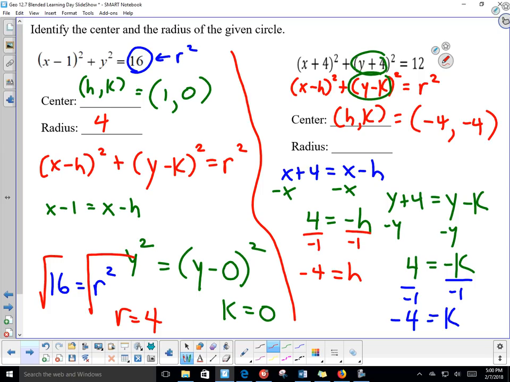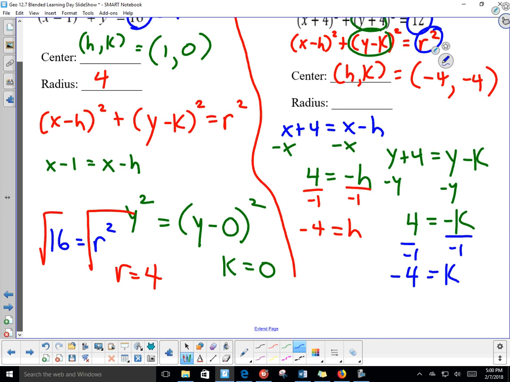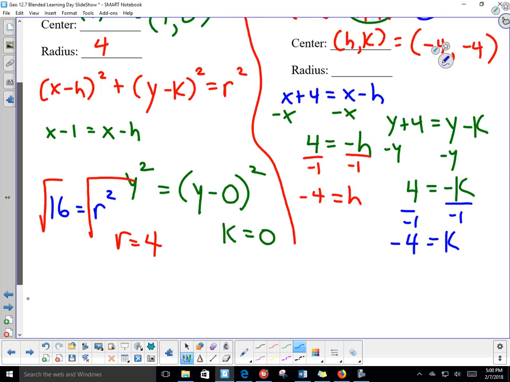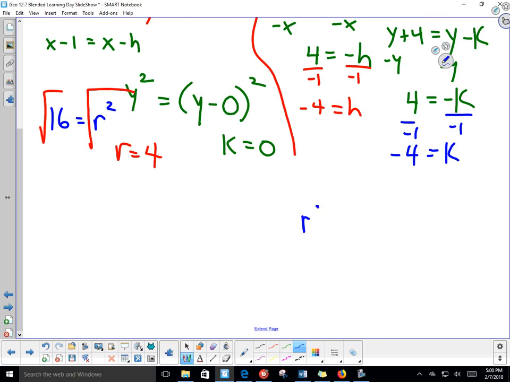What about the radius? If 12 is the radius squared, I can write that down. r squared is equal to 12, and then I need to take the square root of both sides. Technically it'd be plus or minus, but we're not worrying about that because we're not going to have a negative radius length. And so when I take the square root of r squared, that's just r.